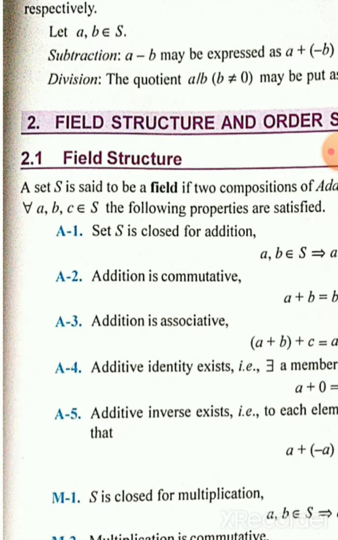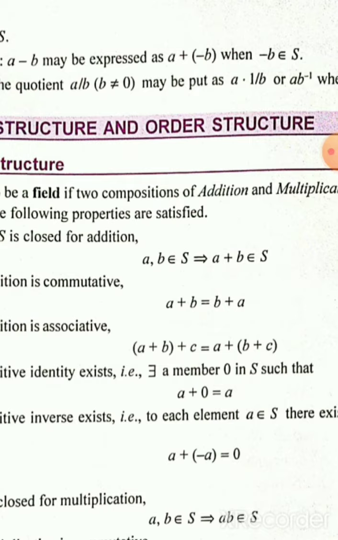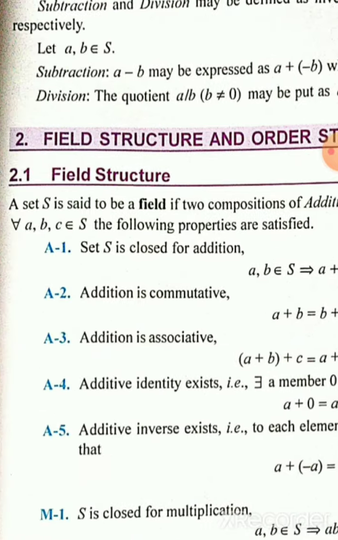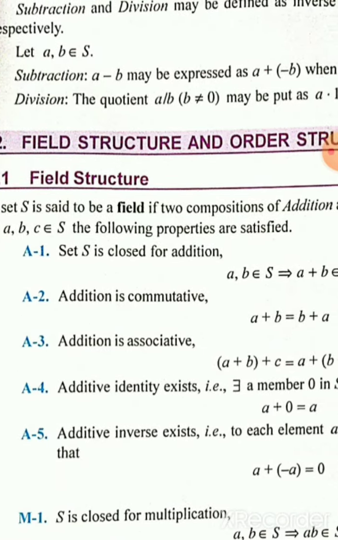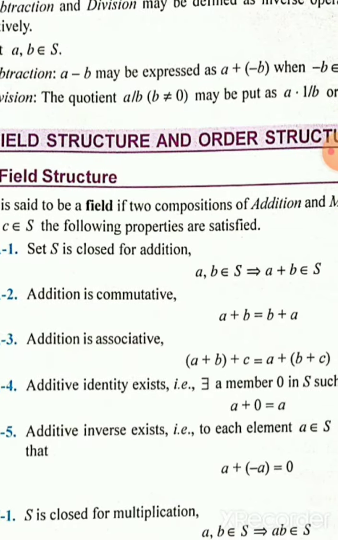Second condition A2, second property, addition is commutative. Now all of you are well aware of what is meant by commutative property, associative property, distributive property. These things were already discussed by us in first year. So again here we have to see them. So addition is commutative, means a plus b must be equal to b plus a for all a, b belongs to S. Then we can say that set S is commutative with respect to addition.